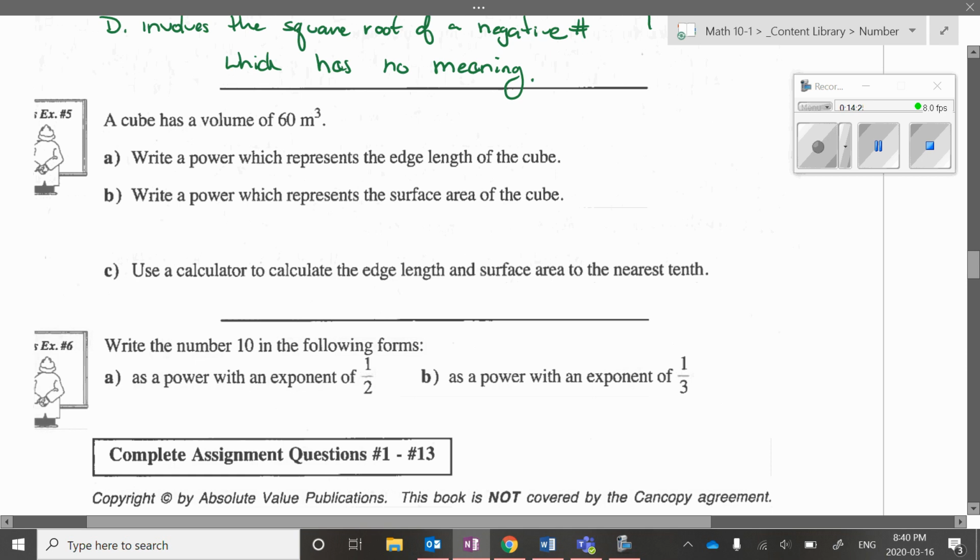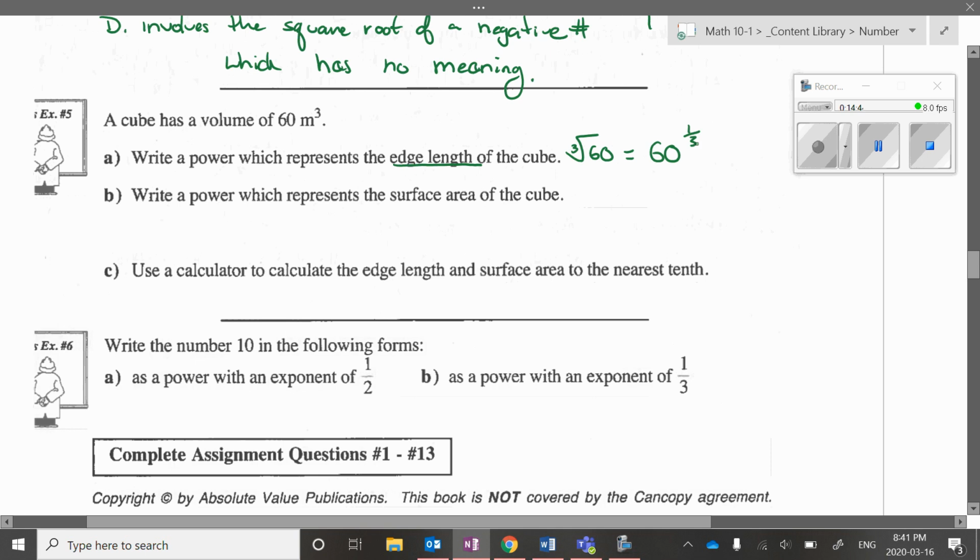So a cube has a volume of 60 meters cubed, right? A power which represents the edge length. So remember, a cube, all the same length. So really, I just want to take the cubic root of 60, but it said a power, so that's 60 to the power of a third.